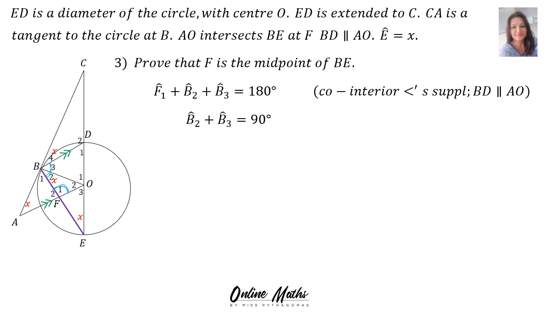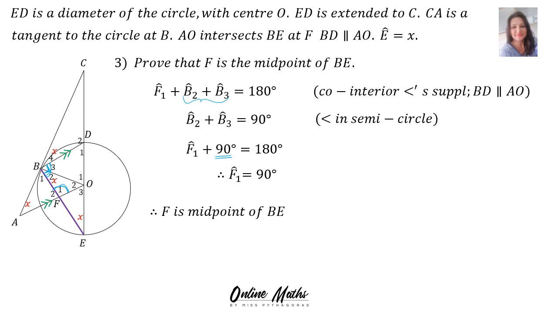B2 plus B3, we've just decided in the previous slide, is equal to 90 degrees, angle in semicircle. So in the next step, in the place of B2 plus B3, we can substitute with 90. Let the 90 walk across. Therefore, F1 is equal to 90 degrees. And then that implies that F is the midpoint of BE. Can you remember there in grade 11 you had a theorem that said line from center perpendicular to chord bisects the chord.